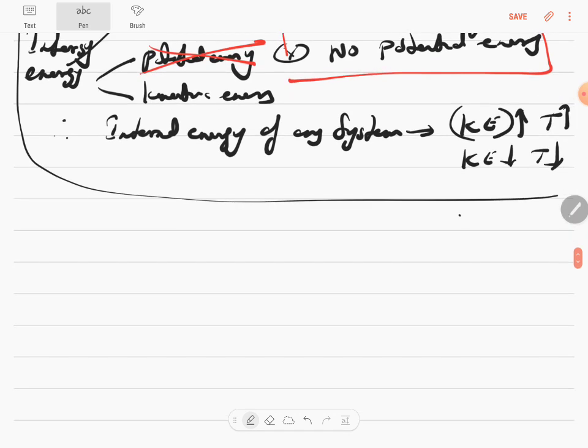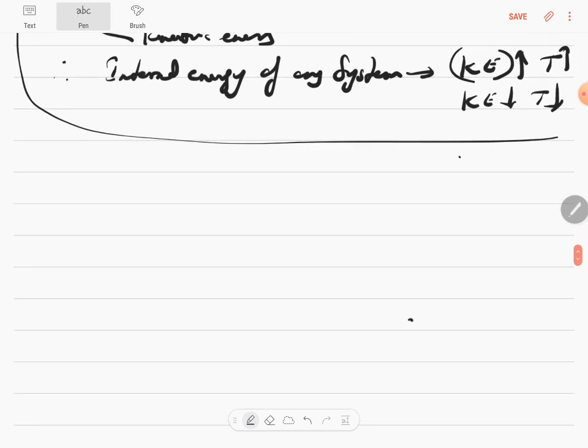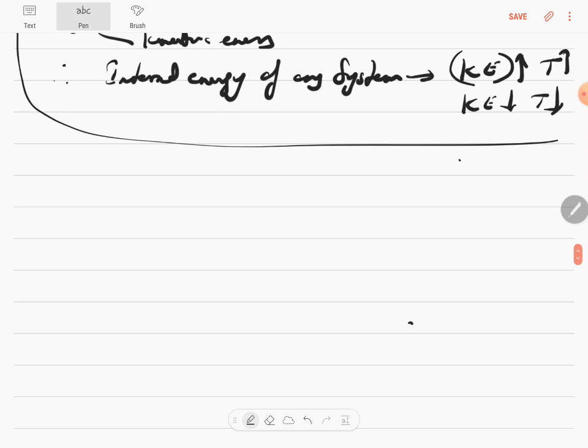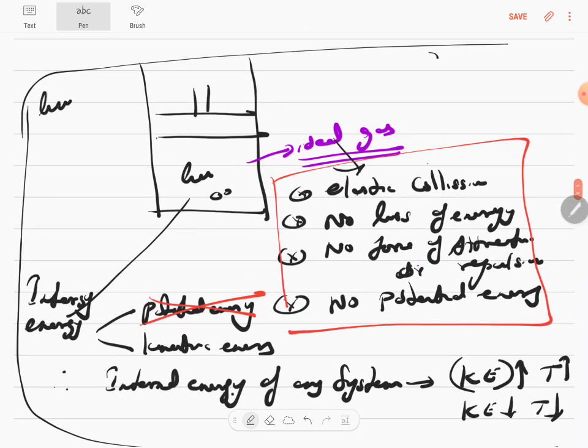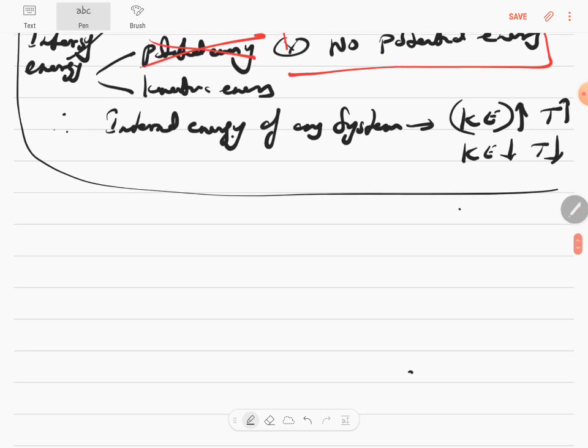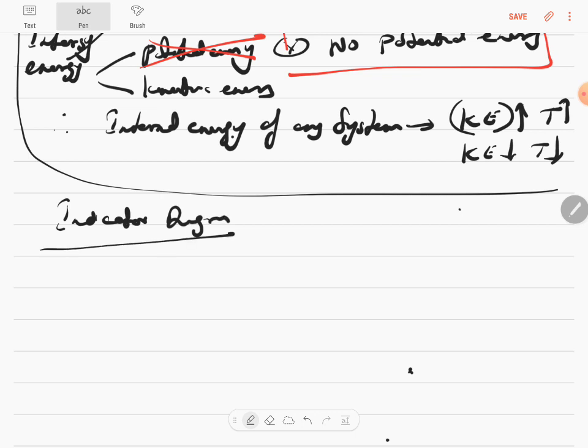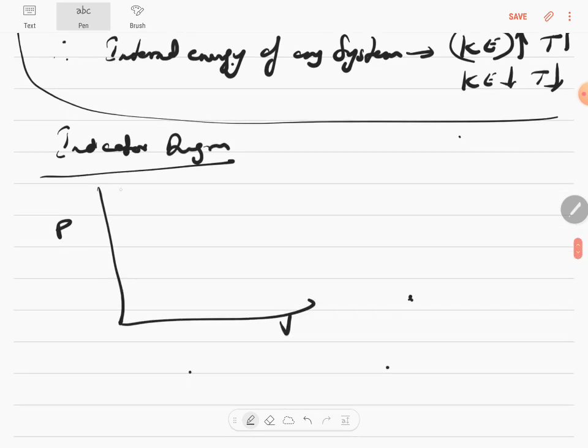Okay, so now coming back to this, again, this is general physics that you're supposed to know. The next thing that you're supposed to know is the first law of thermodynamics, before which I'll talk to you about the indicator diagram. An indicator diagram is a PV graph. If you plot a graph, as pressure increases, volume decreases.